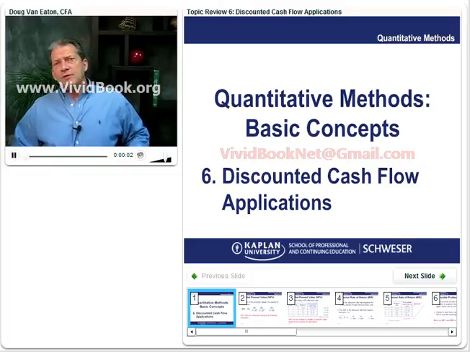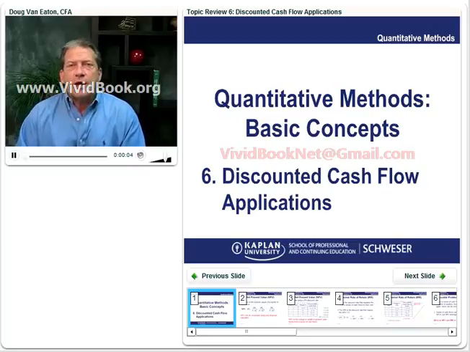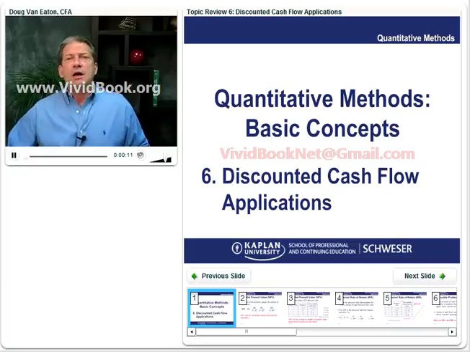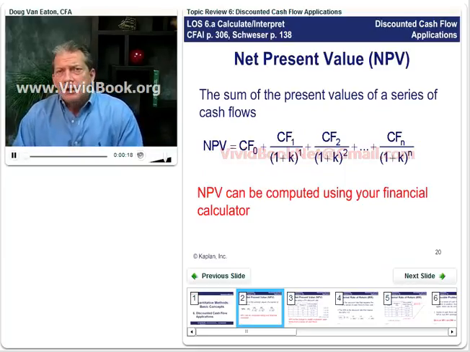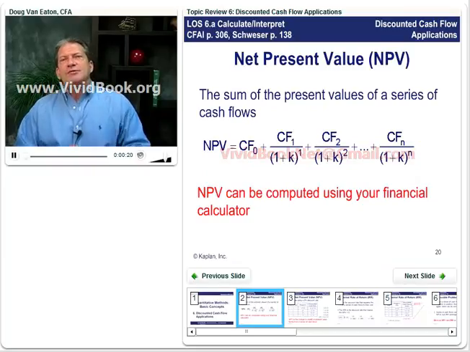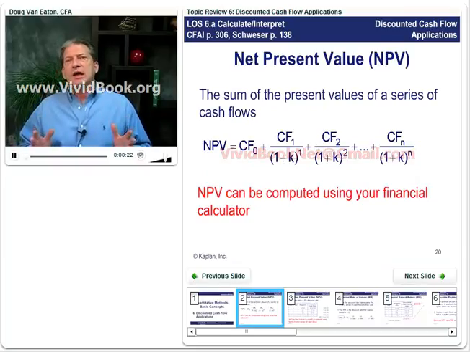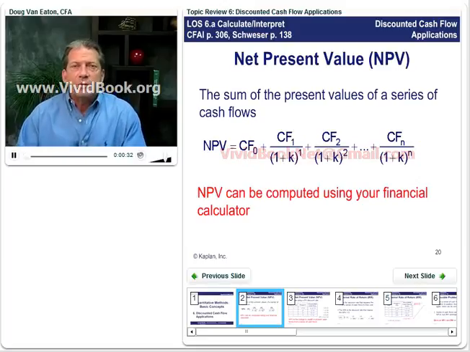In this topic review, we talk about discounted cash flow applications, so we're going to build on some of our present value or time value of money concepts and introduce a little more terminology here as well. First thing we want to introduce here is net present value. The idea of net present value is when we have a series of cash flows. So in its simplest application would be in project finance or capital budgeting. And we will discuss this more in the corporate finance section, but we introduce it here in our quantitative methods.